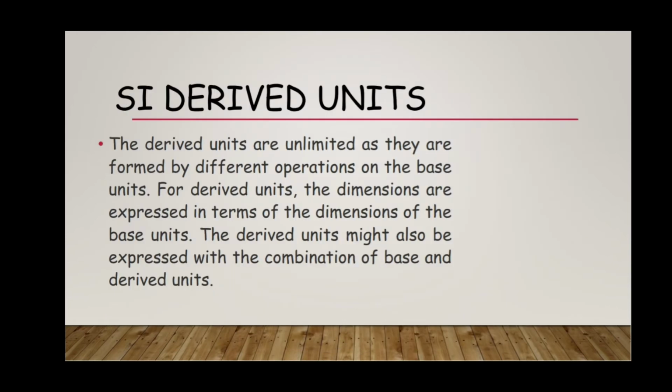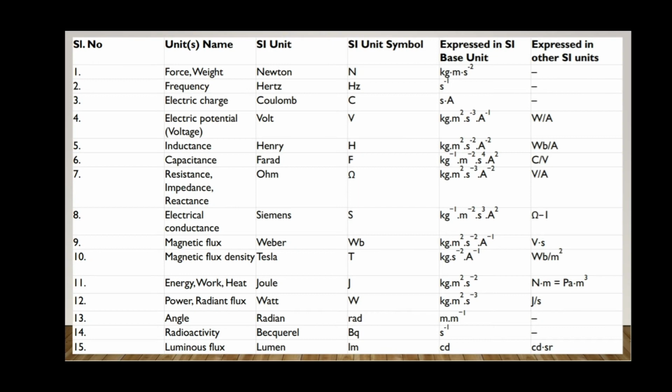While the SI derived units are units that are unlimited and can be derived to a new formula by different operations of the base units. Here are examples of the derived units that are commonly used: the force or the weight, frequency, electric charge, electric potential or the voltage, capacitance, resistance, and many more.